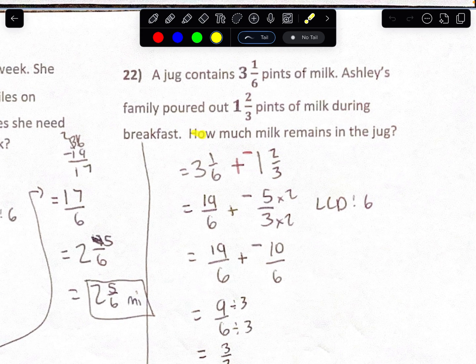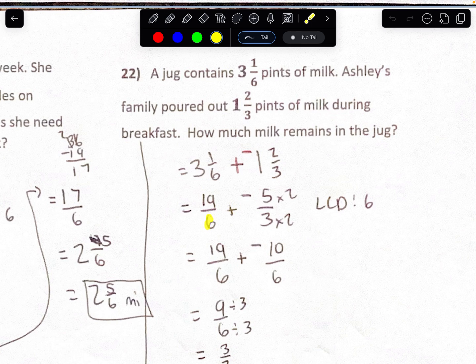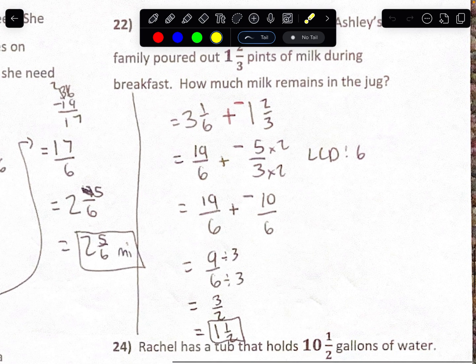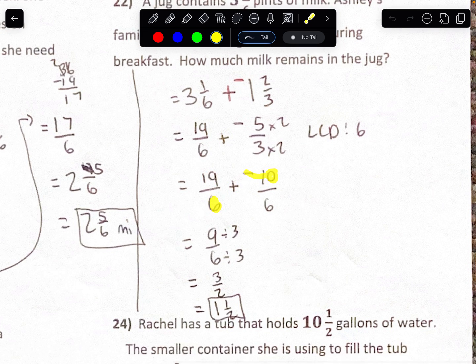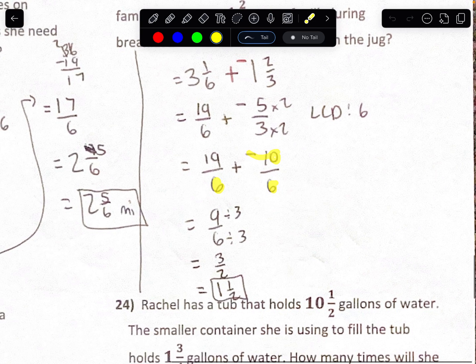It does say how much milk remains. So this is a subtraction problem. So we're adding the opposite. Then we do the around the world math. 6 and 3 are not like denominators, so we need an LCD to get 6. Then we have 19 over 6 plus negative 10 over 6. So with common denominators we are ready to add or subtract.